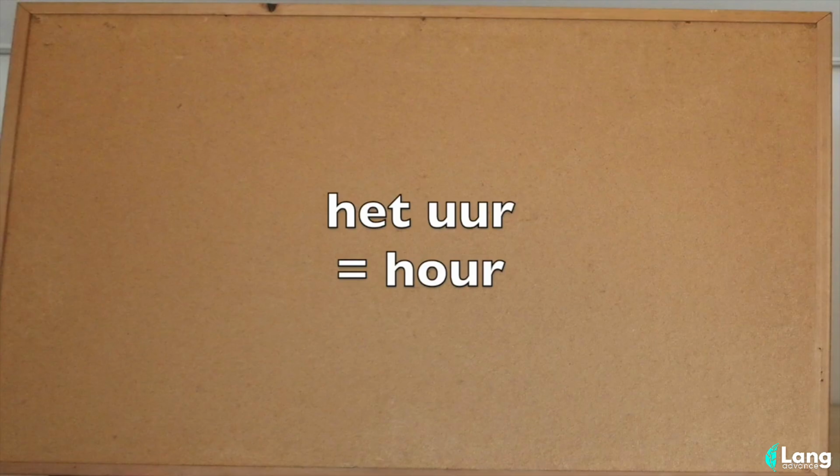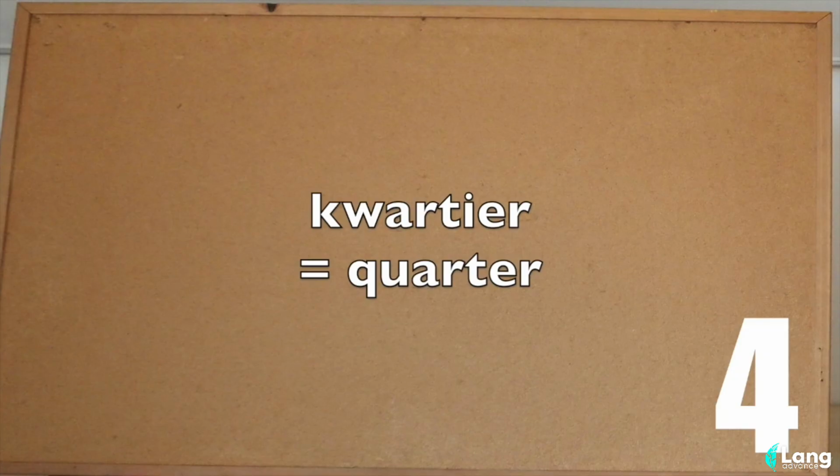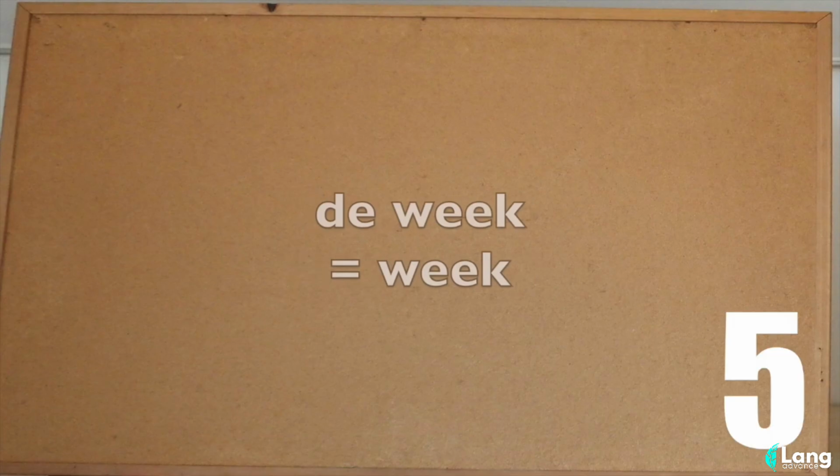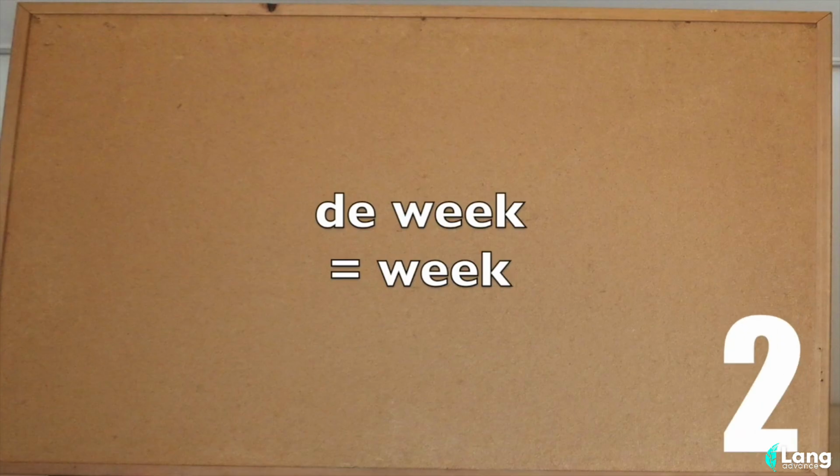However, in the plural, it's important to know that you don't need to put uren. You can put it, but some people don't put the plural. They say 2 uur, 3 uur, 4 uur, and so on. And it's the same for year, jaar. So that's also 2 jaar, and so on. Het kwartier, that's a quarter of an hour. Or even a quarter in a city. But that's very advanced Dutch. De week is a week.